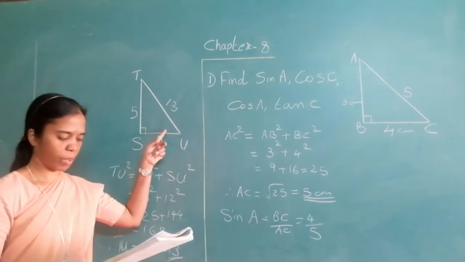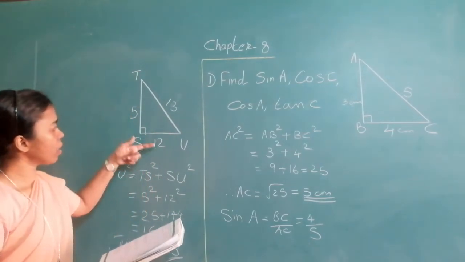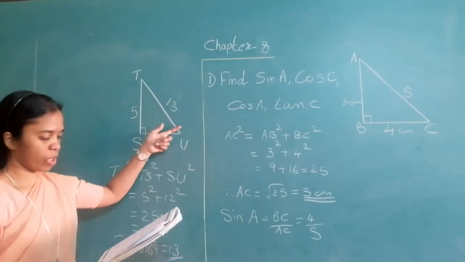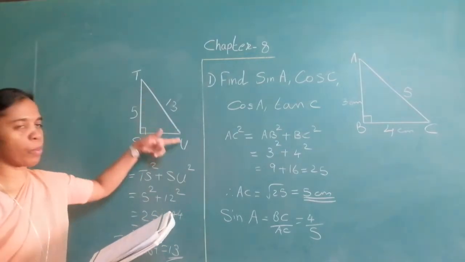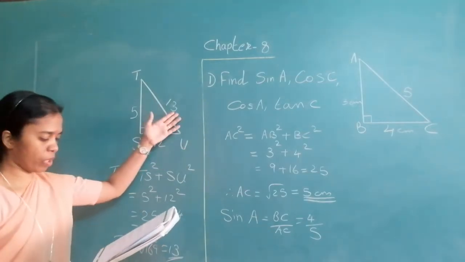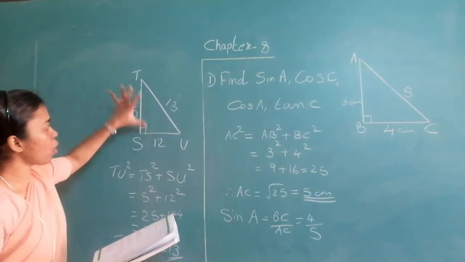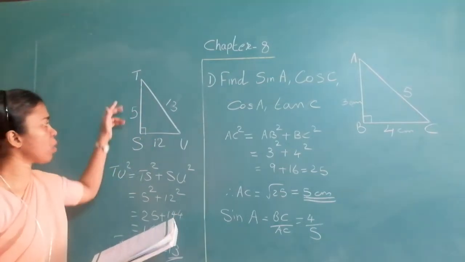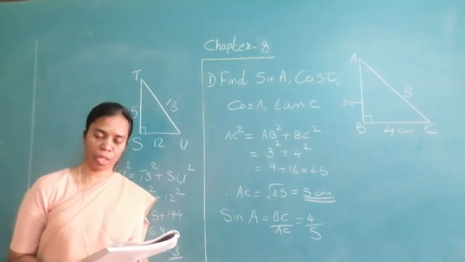Once you fill it in the diagram, now you can find sin T. What is sin T? SU upon TU, that is 12 upon 13. Cos T, TS upon TU, that is 5 upon 13. Tan T, tan is opposite upon adjacent, SU upon TS. I think you can do the remaining part over there.